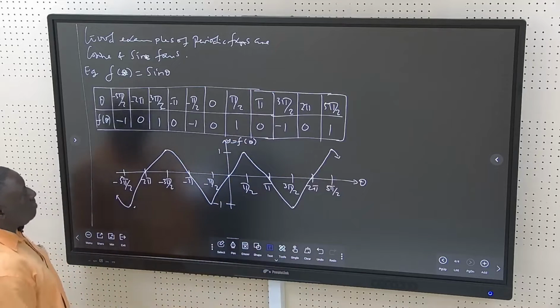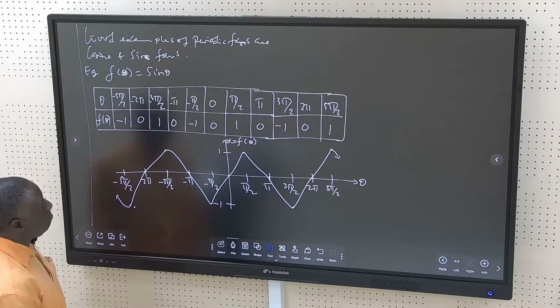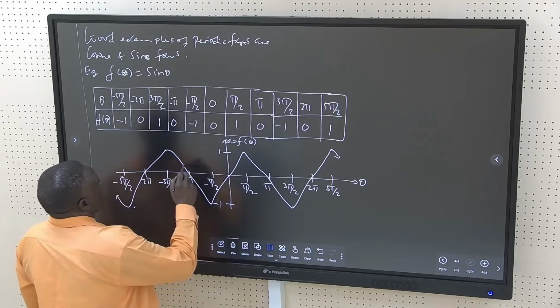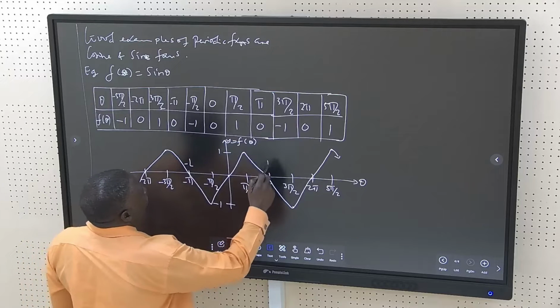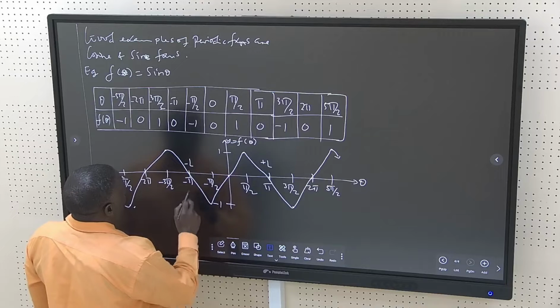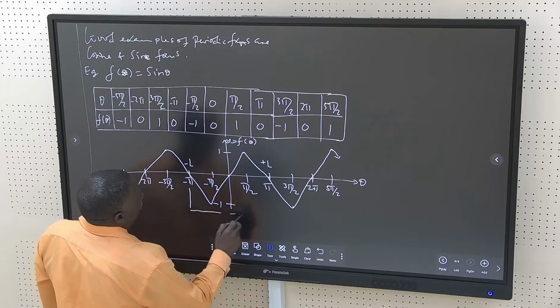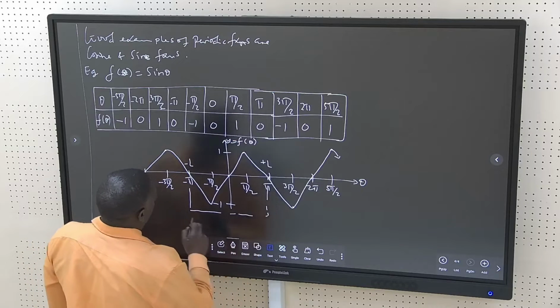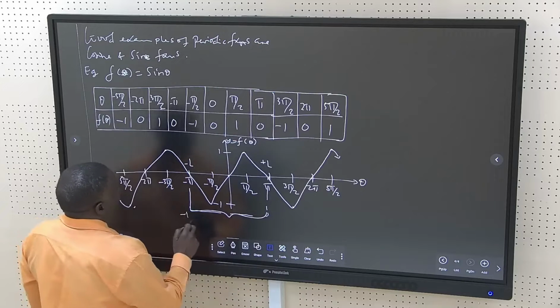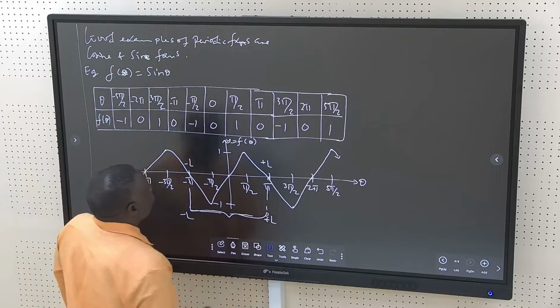You can see this is a sine curve which is copying and pasting itself. So the symmetric region is from this point, negative L, up to here, positive L. This is the symmetric region, that is from negative L to positive L.